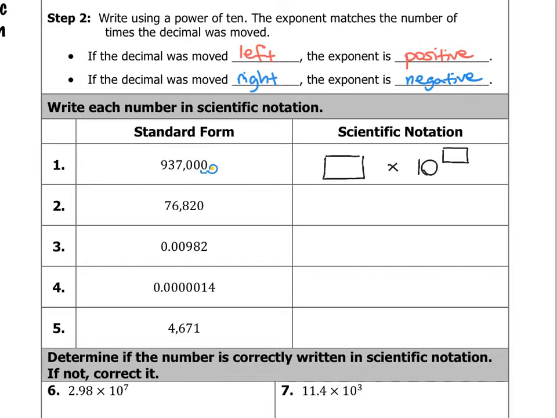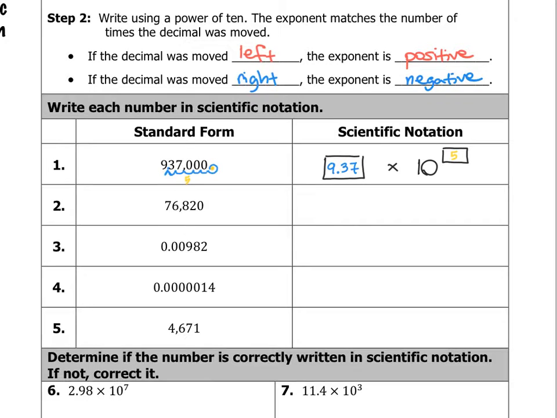And so to make this number between 1 and 10, I need to move it to the left. It's going to go 1, 2, 3, 4, 5 spaces. I have to go 5 spaces because if I go 6, I'm going to get a number that's less than 1. 0.937 would be too small. If I go 4 spaces, I'll get 93.7, and that's too large. So again, you're shooting for a number between 1 and 10. That would be 9.37. So that's what goes in this box. And then how many spaces did you move your decimal point? Well, again, we said we moved it 5 spaces. So this is going to be 9.37 times 10 to the 5th power.